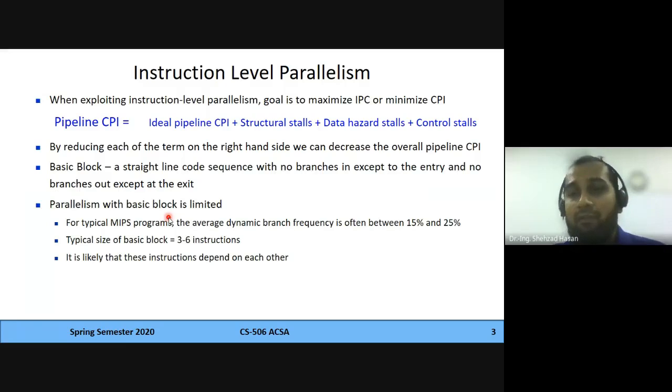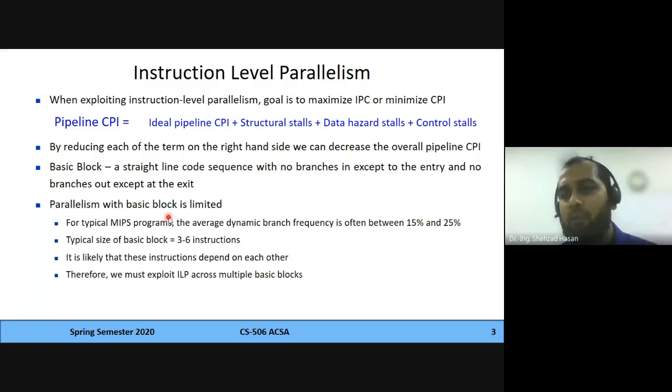Then what you do is try to find out the dependencies between instructions. So this is the topic that we are going to discuss today. What are dependencies? I hope most of you have seen that before as well, but we are still going to go through it once more.